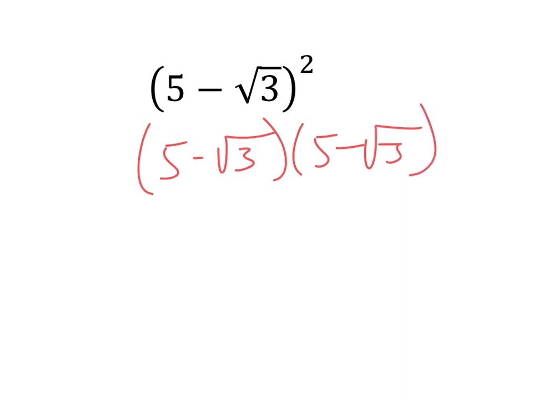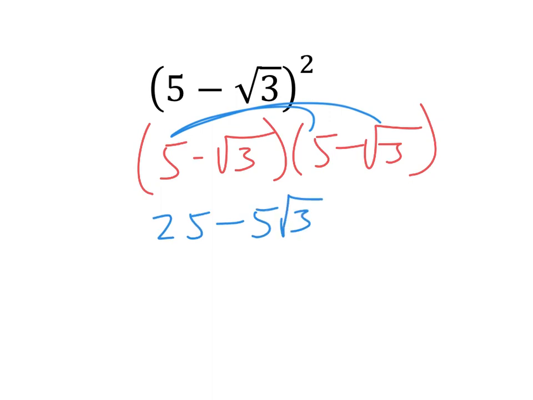Okay? And now, remember what we got to do here? We got to distribute, or we got to FOIL. Hopefully you remember that from a previous algebra class. 5 times 5 is 25. 5 times the square root of 3 is, it's actually a negative square root of 3, so we've got to have a minus. 5 square root of 3. Okay, this is outside the square root, this is inside. So we just write it as 5 times the square root of 3. Square root of 3 times 5 is also 5 square root of 3. And that's minus because of this minus right there.